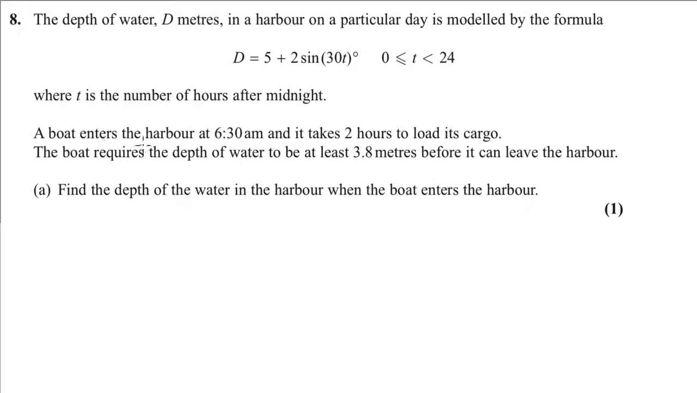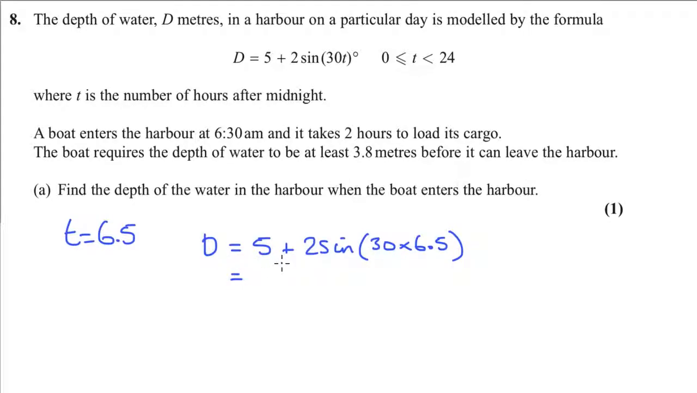The boat enters the harbour at 6:30, and T is the number of hours after midnight. So that will be 6.5 hours. So when T is 6.5, we're in degrees, notice. So D is going to be 5 plus 2 sine of 30 times 6.5.